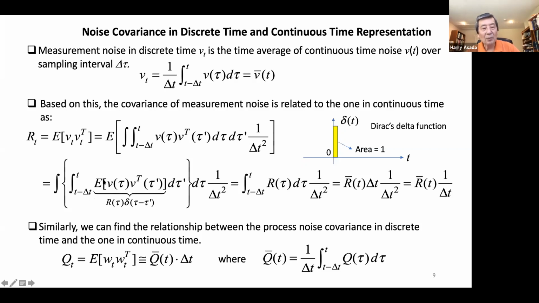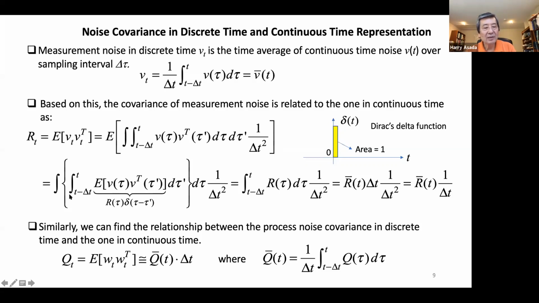For this particular part, by definition, we have zero covariance when tau and tau prime are different, and it takes the matrix R(tau) when tau equals tau prime, right? This can be conveniently written using Dirac's delta function, which says that only at that particular instant, tau equals tau prime, it takes the value of 1 when integrated over delta t, and that represents this area. This area is to be 1.